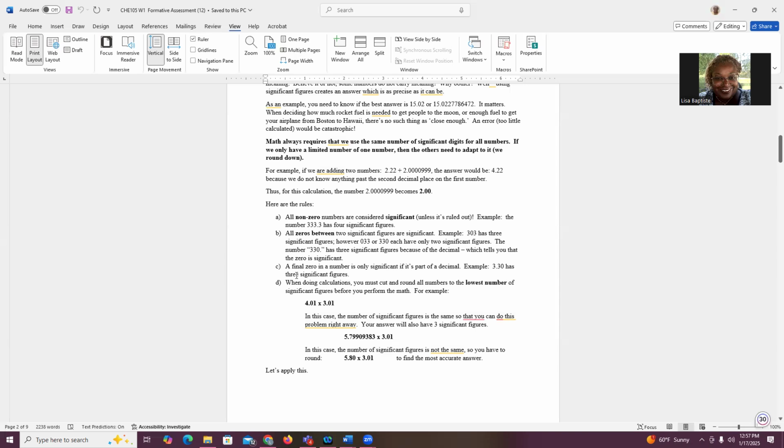And then the next rule, all final zeros in a number are only significant if they're part of a decimal. So for example, 3.30 has three significant figures, because that zero is at the end and there's a decimal present in the number.